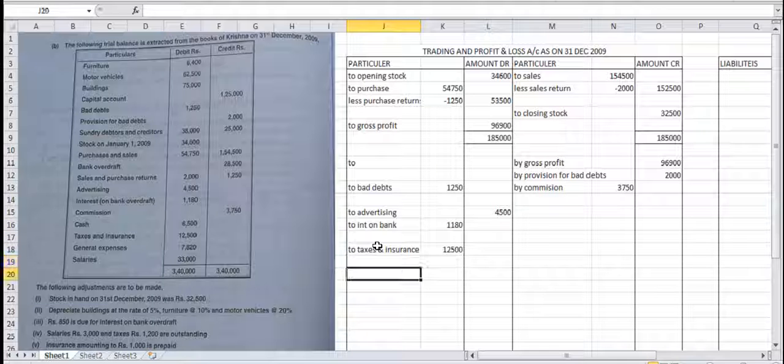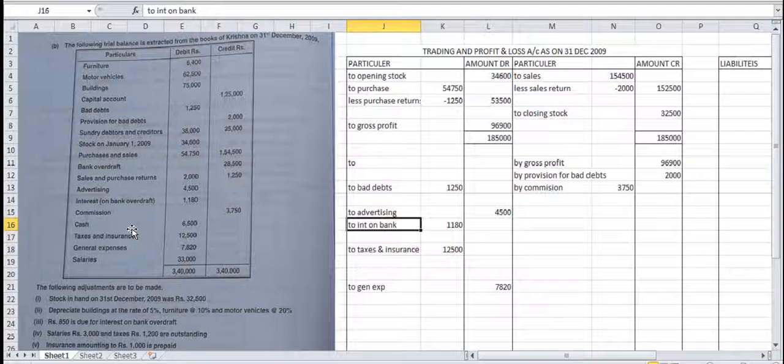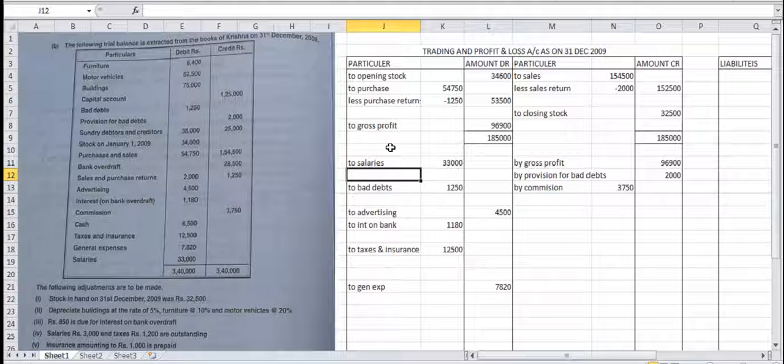Now let's go to, after taxes and insurance, we have general expenses. To general expenses, general expenses total 7820. Now go for salaries. Here you can write salaries always on the top. First I start with the salary. To salaries. If it is given later, take it like this, or take all the entries later. You could take salaries on the top. Salaries 33,000.